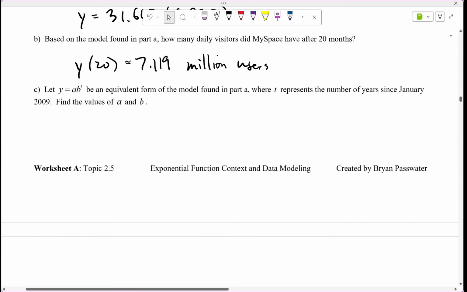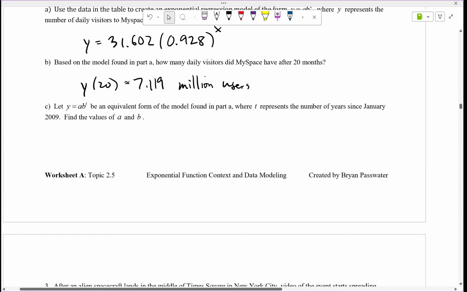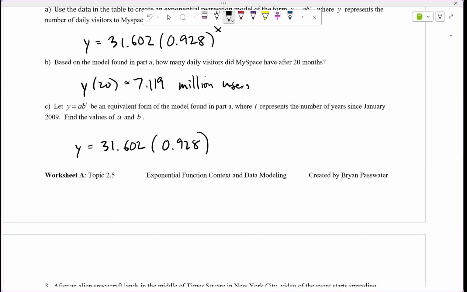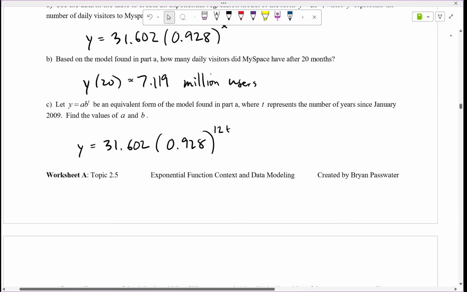Okay, so we want an equivalent expression, but now it's the number of years since 2009. So we're going to start with the same thing. So y is equal to 31.602, starts at the same place. This is going to be the same, but what is the new exponent? I got 12T. Let's make sure that this makes sense, because here it's 12 months of the year, so it's the number of years since January.